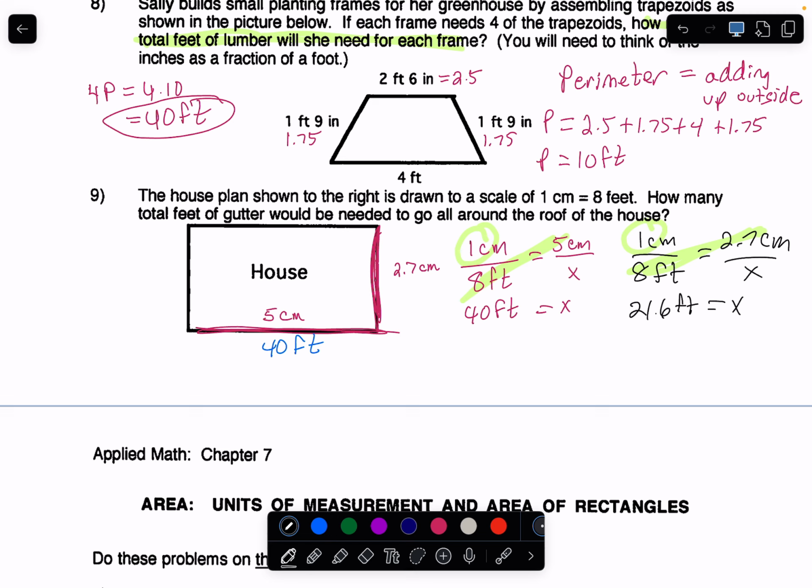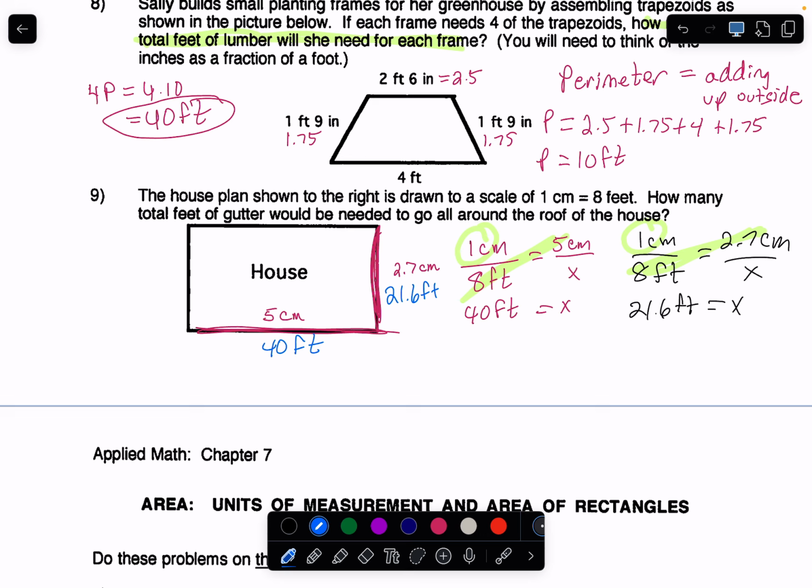So let's put that on there. On the house, do the gutters go around the house, or do the gutters somehow cover up the roof? What do the gutters do? They go around the house, right? And so we're talking perimeter again. So you always want to think about, does it cover something up? Does it cover up a wall or a floor or a roof? That's area. But if it's on the outside of it, that's perimeter.